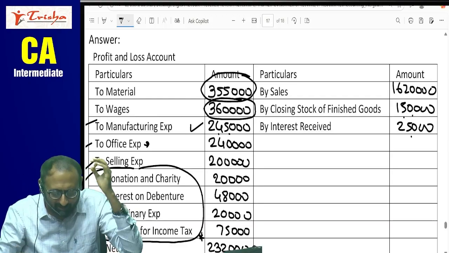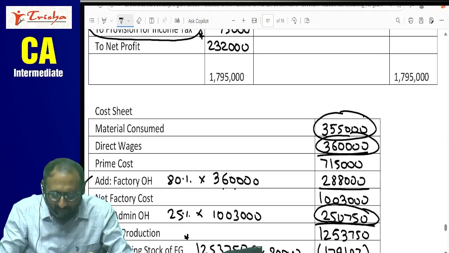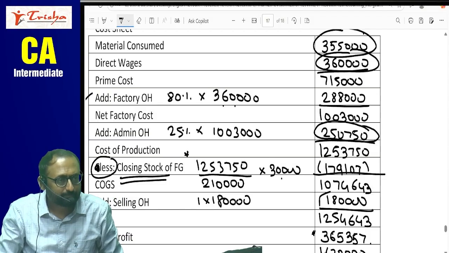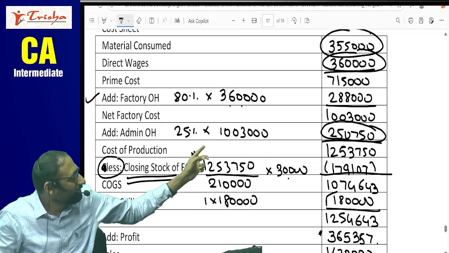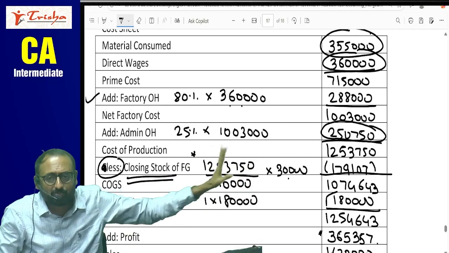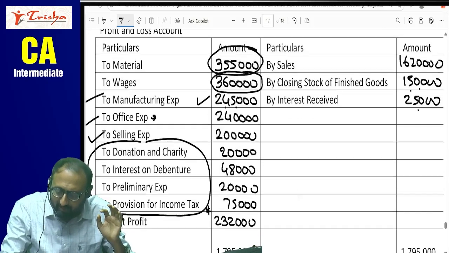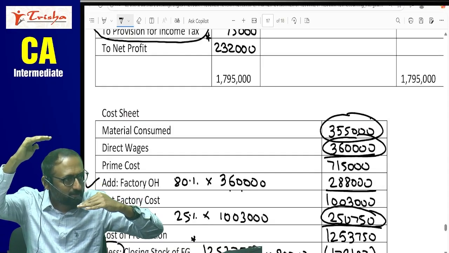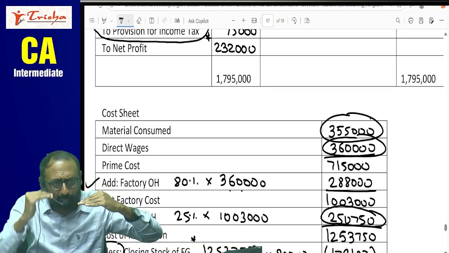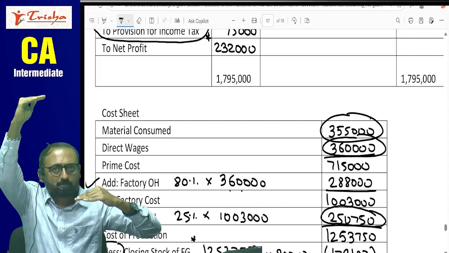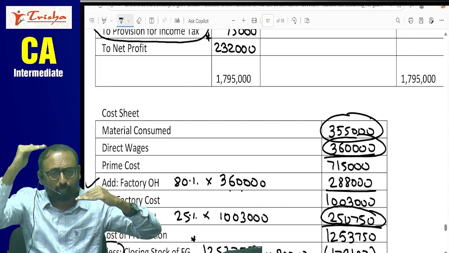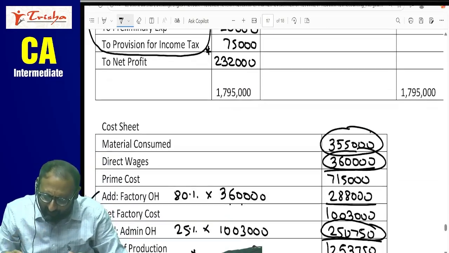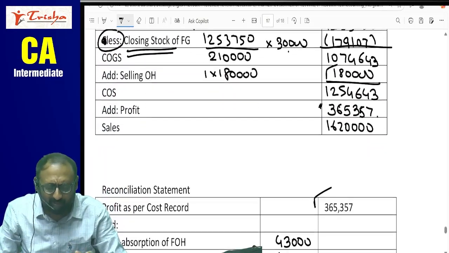Closing stock value under finance is 1,50,000, and under costing we have calculated 1,79,107. Closing stock of finished goods value we have calculated here 1,79,107. Under finance it is 1,50,000. Under costing, closing stock value is more, so profit under costing will be more. From costing you are going into the finance, you will have to deduct that amount. Let's check, 1,79,107 minus 1,50,000, that is 29,107.